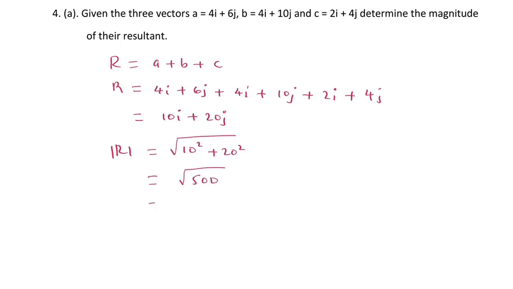Okay, so next let us simplify this further. We have under root 5 times 10 times 10. We can also write this as 10 under root 5. And this is going to be the magnitude required.